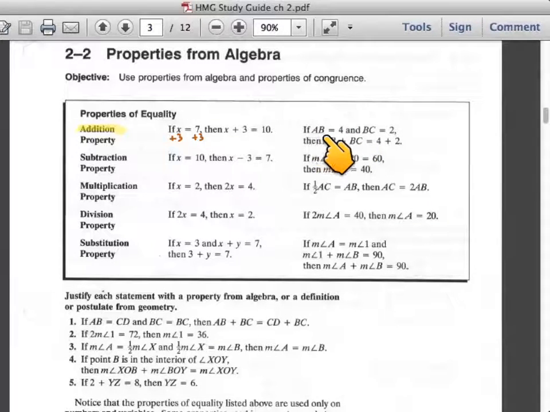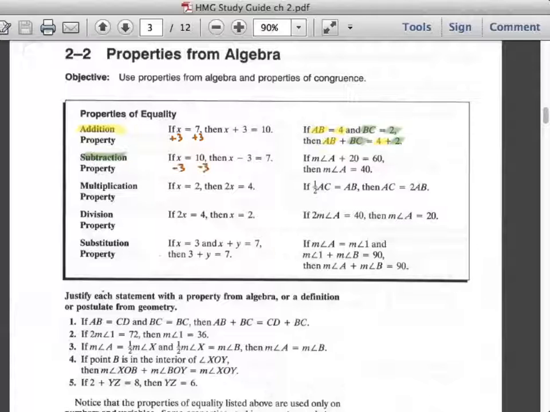If the length of AB is equal to 4 and the length of BC is equal to 2, then AB plus BC equals 4 plus 2. Now if these two things are equal, AB equals 4, and these two things are equal, BC equals 2, if I add two things that are equal to two other things that are equal, I get more things that are equal. So AB plus BC equals 4 plus 2. What allows me to say that is the addition property. Adding things that are equal is something that we can do through addition.